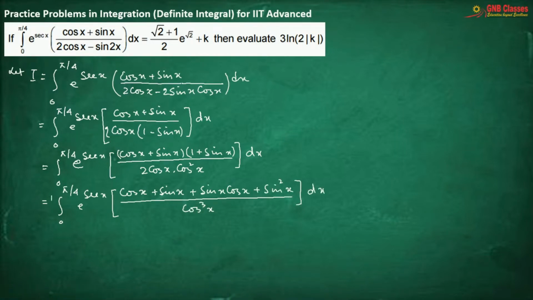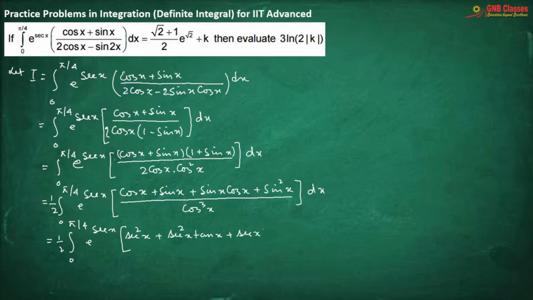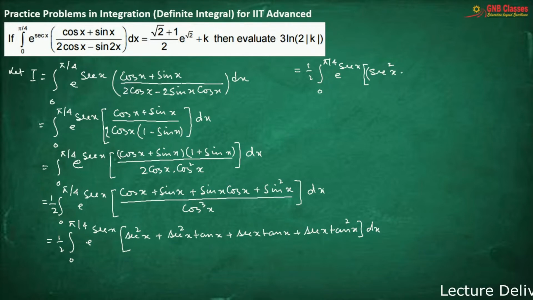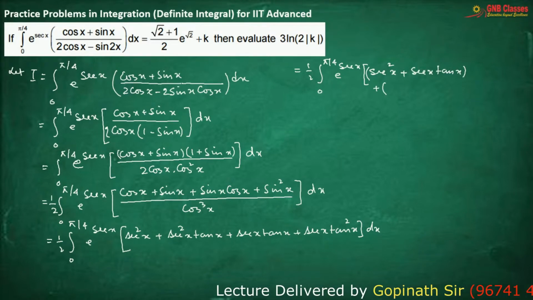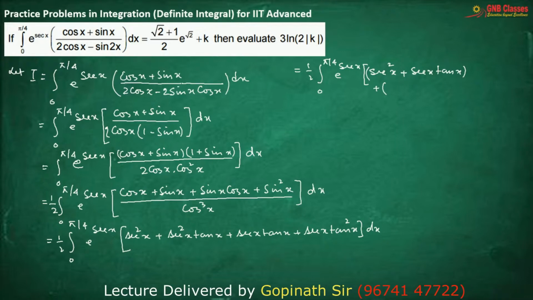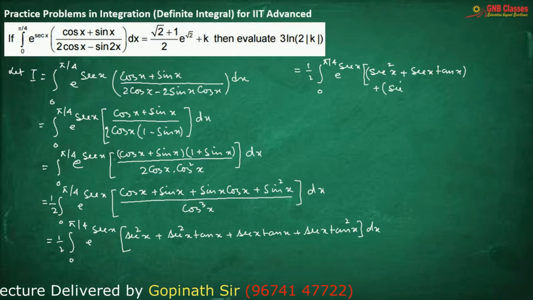I am taking half outside the integral sign. Now if I separate, we are going to get this. Is this clear? Now I am grouping sec squared x and sec x tan x in one bracket, and sec squared x tan x and sec x tan squared x in another bracket.